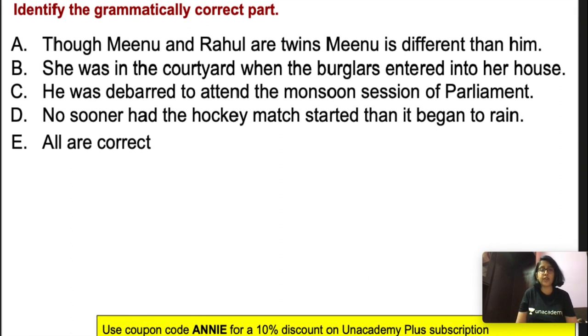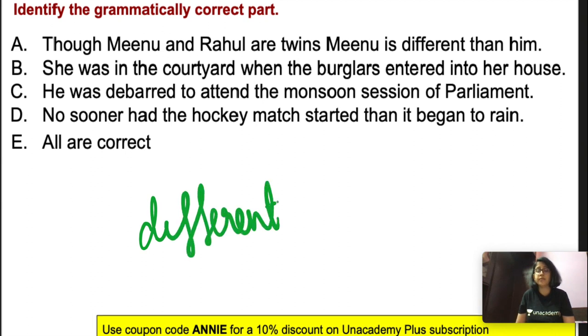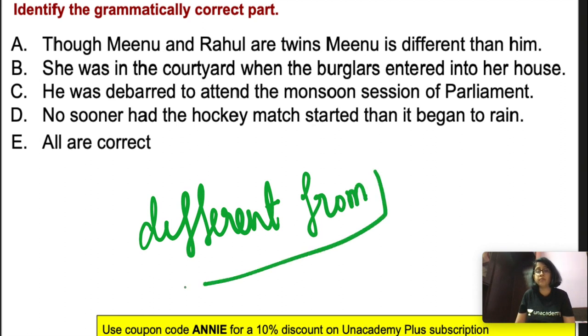This is the first question. Identify the grammatically correct part. Here you have to identify the correct part. Okay. So the first sentence is, though Meenu and Rahul are twins, Meenu is different than Rahul. Meenu और Rahul twins है, फिर भी मीनू राहुल से अलग है. Fine. Now different, after different, you have to always use from, different from.